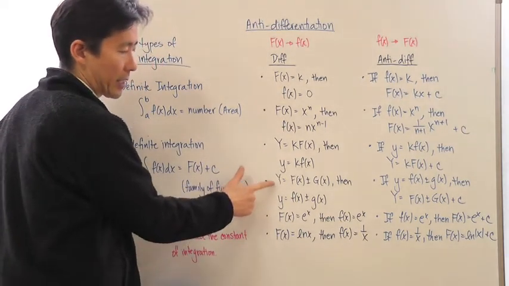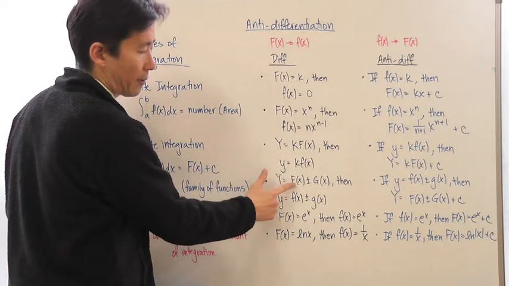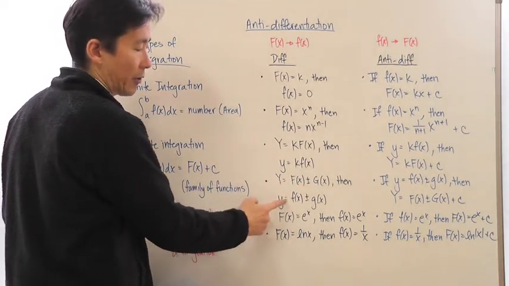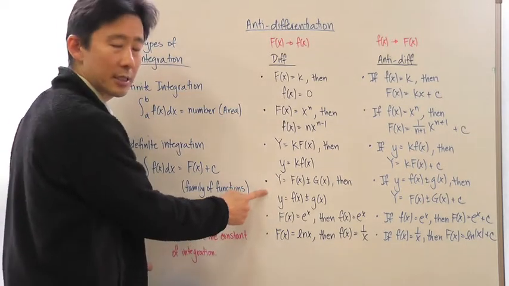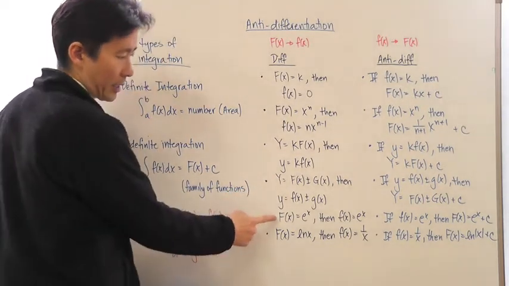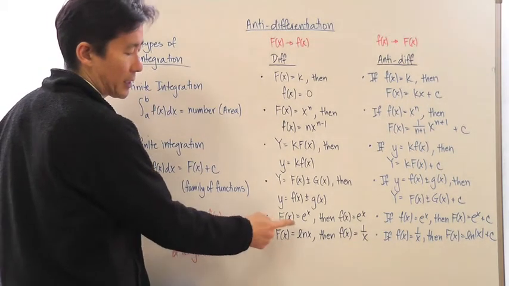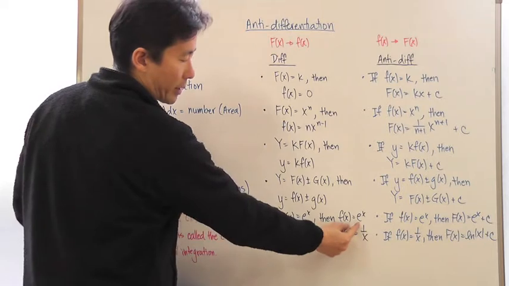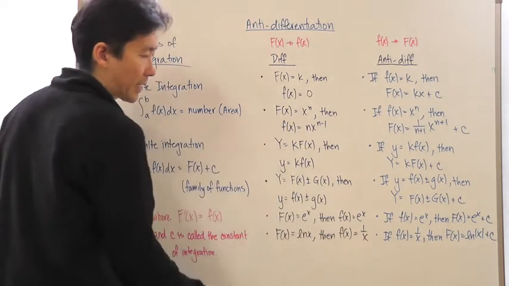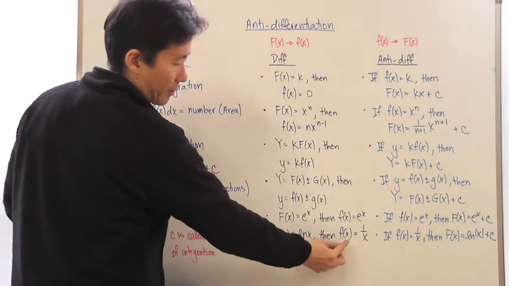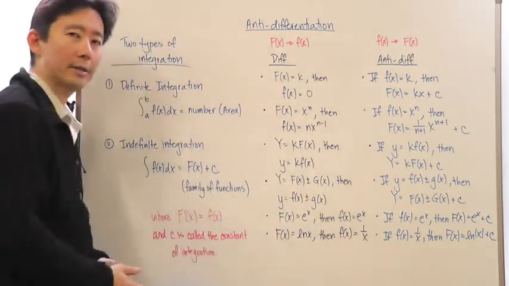This here again, notice I have a capital Y, a capital F, and a capital G. If I take the derivative of both sides, hopefully you recognize that this is just the sum and difference rule. Okay, and if we take a look at capital F of x is equal to e to the x, take the derivative of both sides, we come up with just f of x equals e to the x. And if we take a look at the logarithm, then of course f of x is going to be equal to 1 over x.